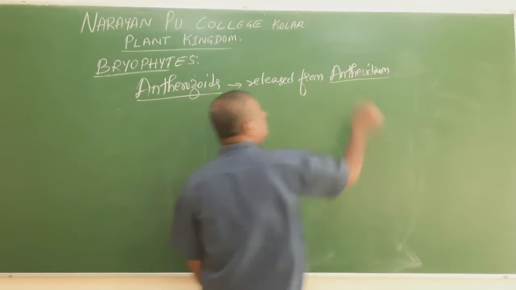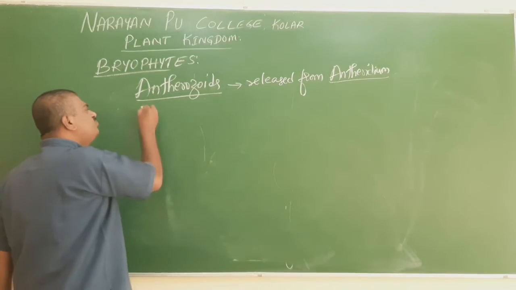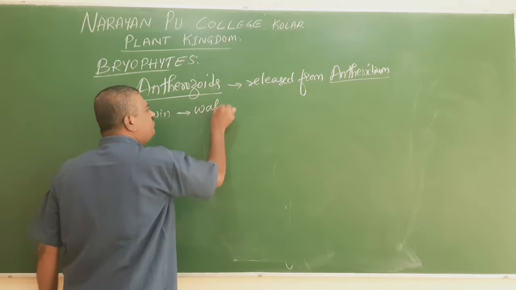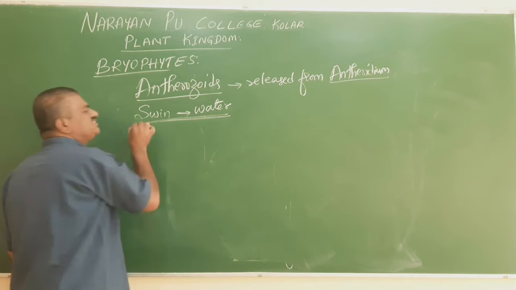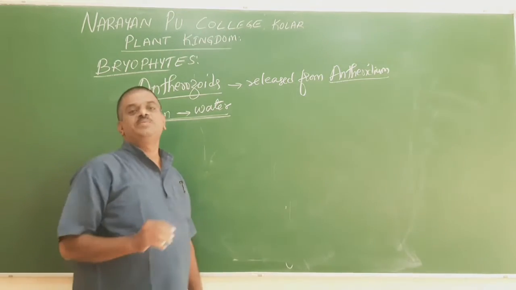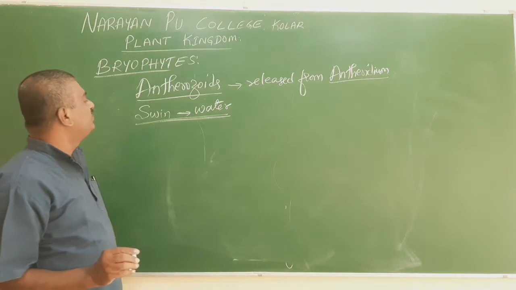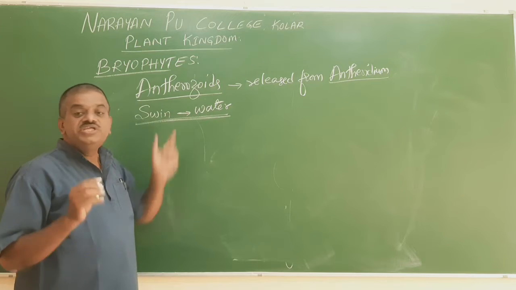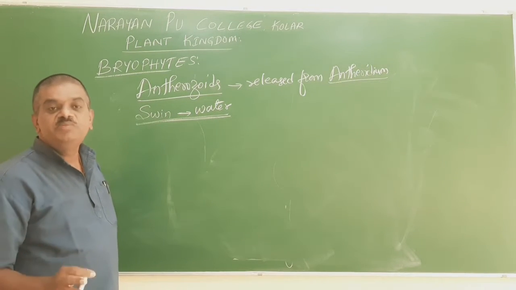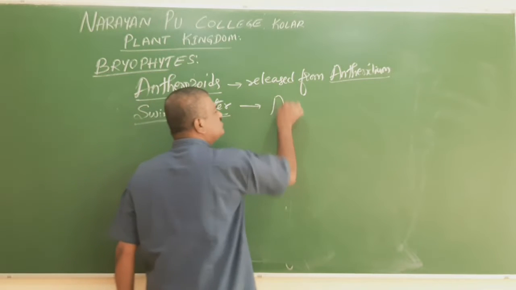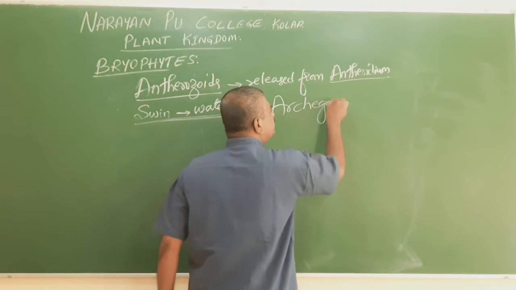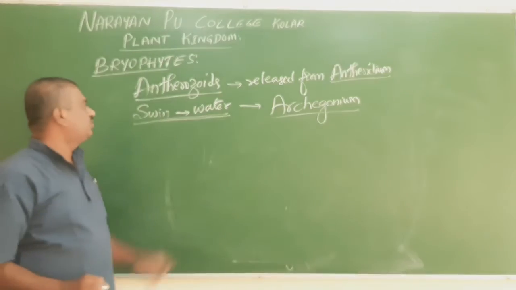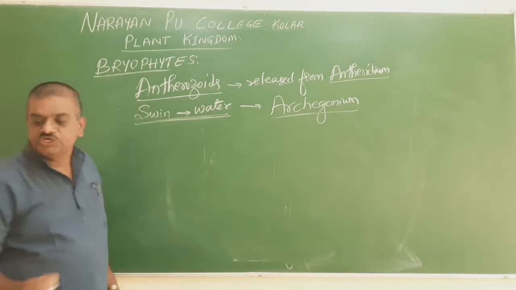Once released from the antheridium, they keep swimming in the water and reach the female plant. So water is required for sexual reproduction, hence we use the word amphibians. The antherozoids are released into the water, and in the water they move towards the female sex organ called the archegonium. They swim in the water and reach the archegonium.